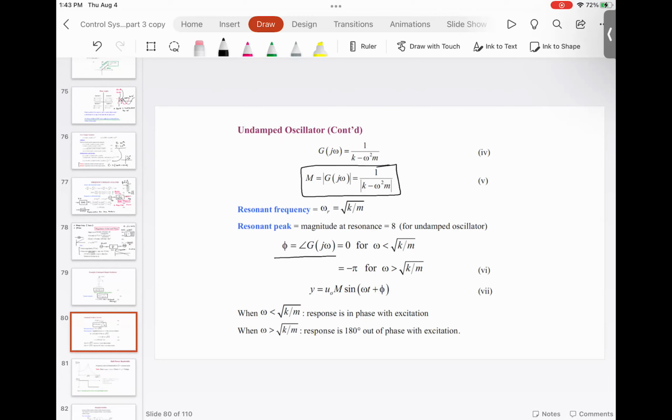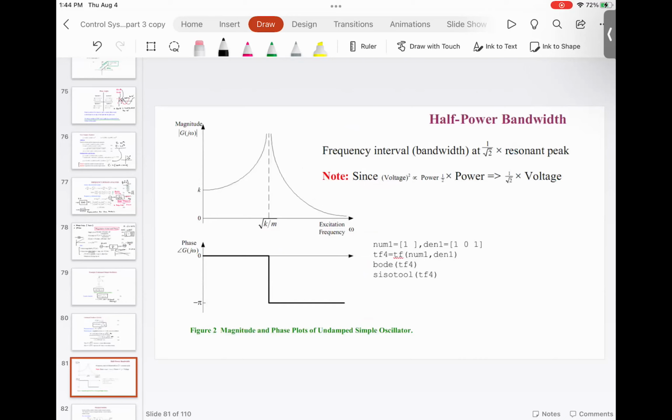And then if you want to find out the phase, you will find out the phase when the external frequency omega is less than the natural frequency omega n, and when the external frequency omega is greater than omega n. Once you perform this analysis, this is what you are going to get. Now, I want to quickly show you how this whole analysis can be done using a simple transfer function Bode plot analysis. So at this point, I'm going to share my screen.